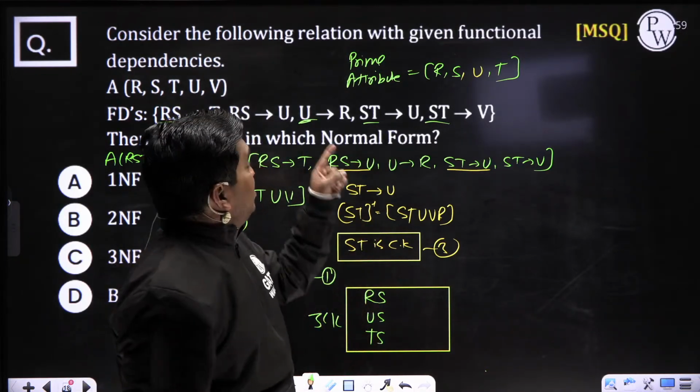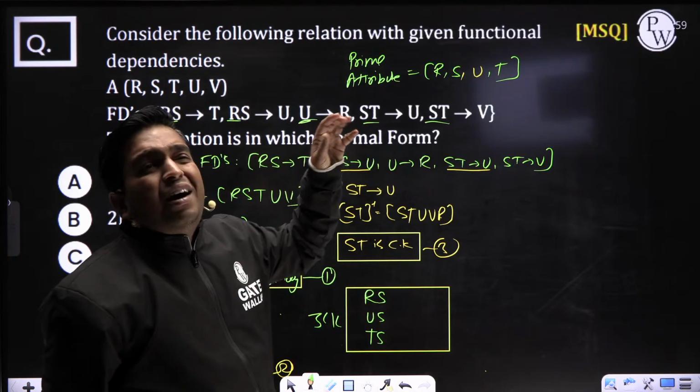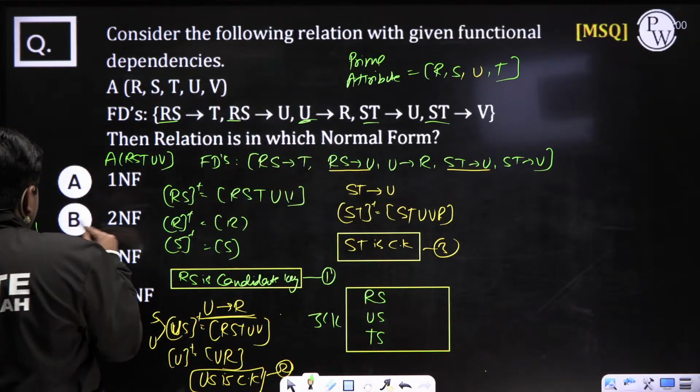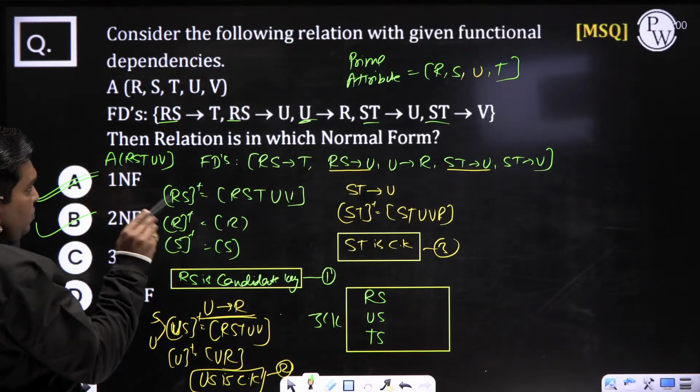U is the subset. But R is a prime attribute, so it is in 2NF. For all candidate keys, it is in 1NF also.